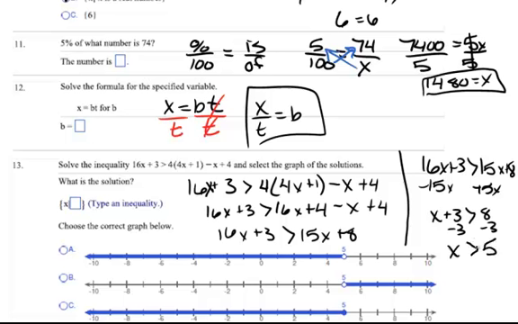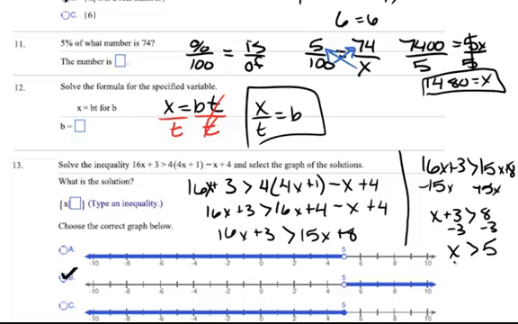Because this is greater than and not greater than or equal, we know it will be an open circle. And also, whenever you solve with your variable on the left-hand side, whatever direction this sign points is the direction your line goes. So we know from those two facts that B is the correct answer.